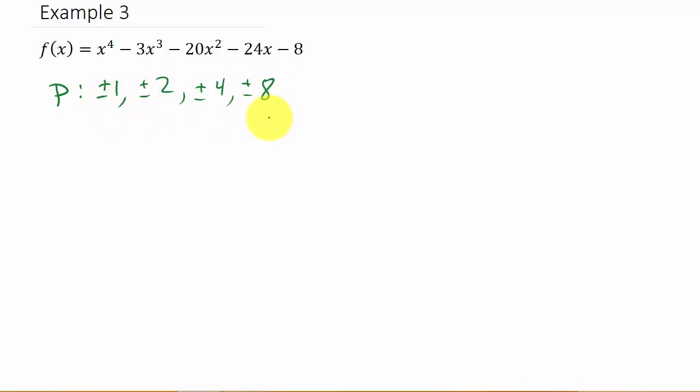Now, why am I doing plus or minus? Well, we have a -8, don't we? Well, 1 times -8 is -8. -1 times +8 is -8. And same thing here, +2 times -4, -2 times +4. So we list everything. And then q is a factor of the leading coefficient, which in this case is 1, so the only thing we have there is plus or minus 1.